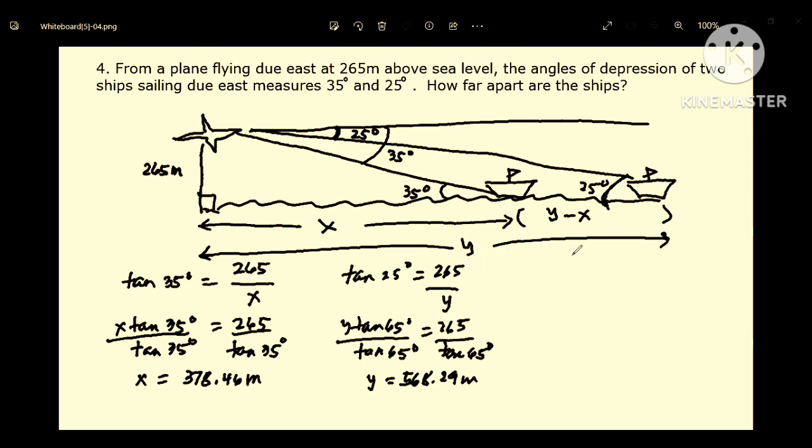Now, sa final step, di ba sabi natin, the distance of the two ships would be the difference between y and x, no? So, let us subtract x from y. So, we have 568.29 minus 378.46. So y minus x, which is the distance between the two ships, is equal to 189.83 meters. And that's it, no? That is the distance between the two ships. Okay?